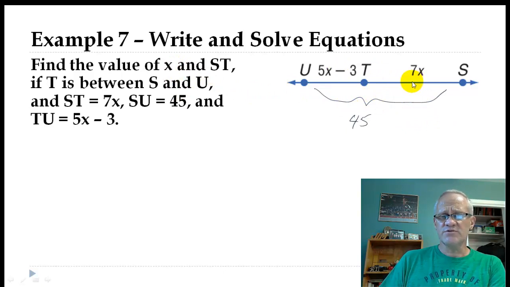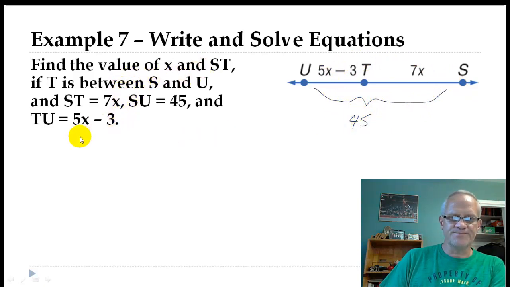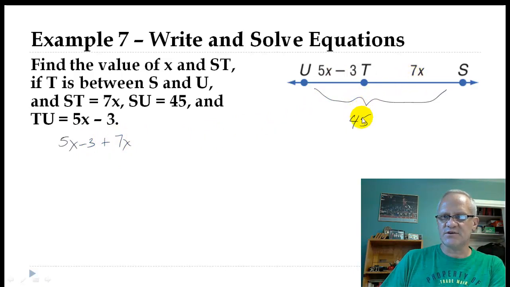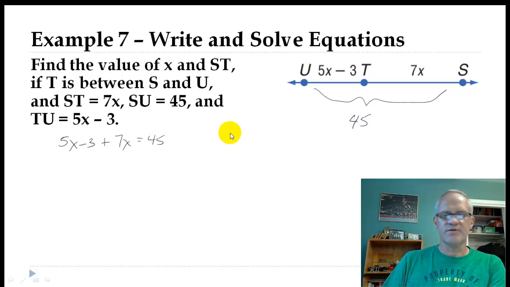All right, now remember what our whole thing was with this kind of problem: this short segment plus this other short segment have to add up to be the whole entire segment, right? In this case, 45. So here's the equation that I'm going to write. I'm going to write 5x minus 3 plus the other segment, 7x, so that plus that has to equal 45. Guess what? We've got an equation. Now we're going to solve it.